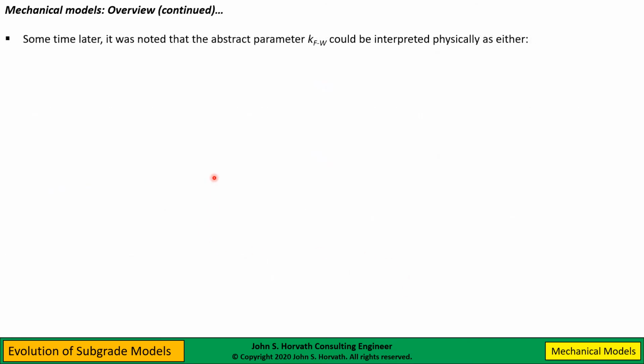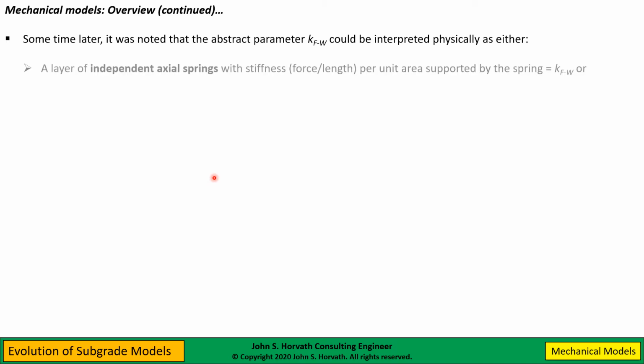Now, it was only later that someone, and I've never been able to find out whom, interpreted this to be either an independent layer of axial springs of stiffness force per length per unit area, where this is essentially the spring constant, or a liquid with a unit weight. And by the way, not density. Okay, density and unit weight are not the same things. I know that even a lot of civil engineers who should know better use these terms synonymously. They are not the same. Unit weight is a weight or force per unit volume. Density is a mass per unit volume.